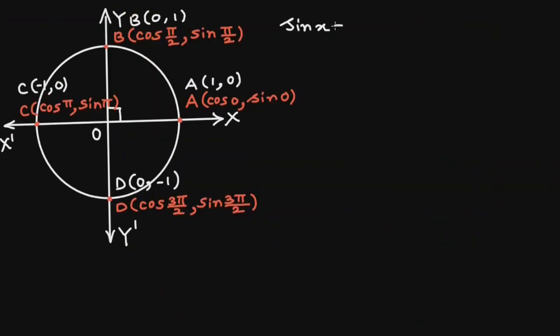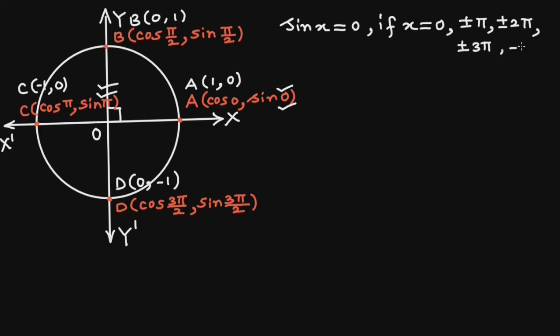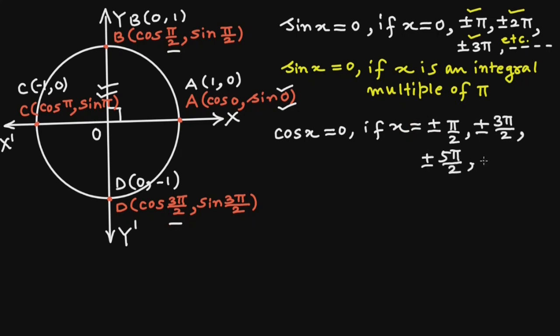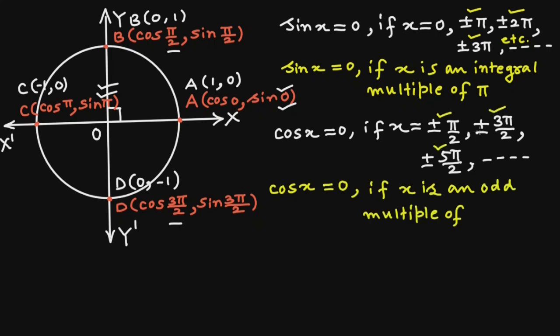We observe that sin x is 0 if x is 0, plus minus pi, plus minus 2 pi, plus minus 3 pi, so on and so forth, which means sin x is 0 if x is an integral multiple of pi: 1 pi, 2 pi, 3 pi, etc. And cos x is 0 if x is plus minus pi by 2, plus minus 3 pi by 2, plus minus 5 pi by 2, so on and so forth, which means cos x is 0 if x is an odd multiple of pi by 2, such as 1, 3, 5 times pi by 2.